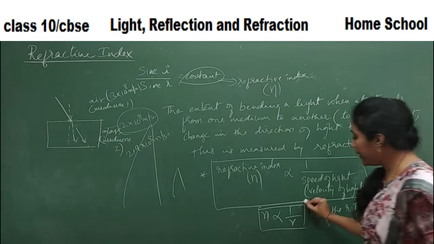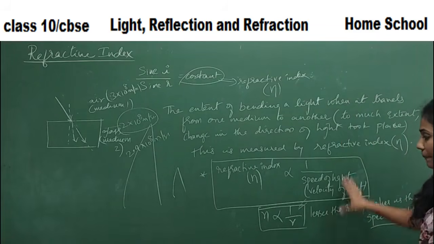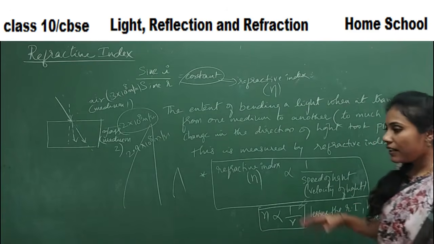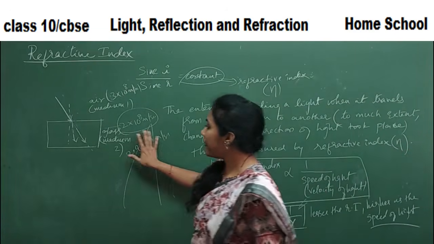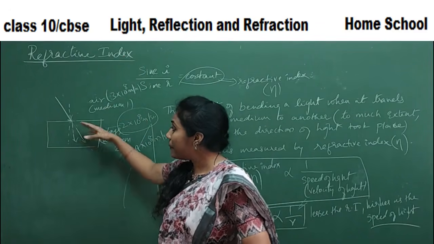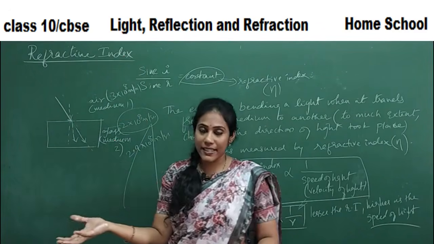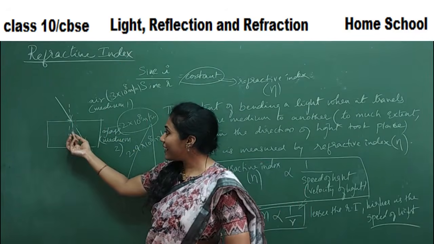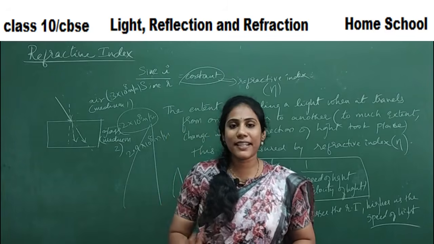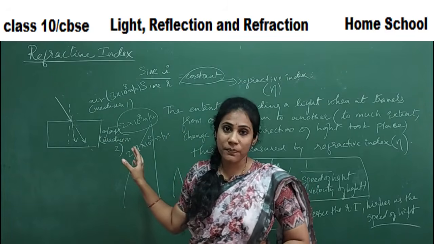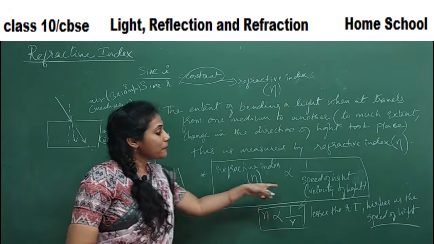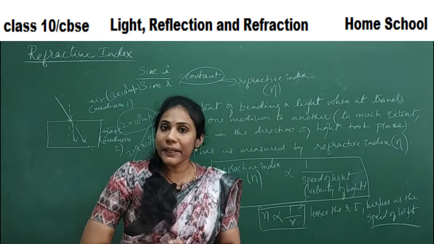Clear, everybody? This point is very, very important to understand because you can answer some of the questions with this concept. Always, in whichever medium the speed of light is very high, in that medium the bending of light is very less. The refracted ray bends towards the normal or away from the normal to a smaller extent. It won't bend too much. So refractive index always depends on the speed of light in that particular medium.